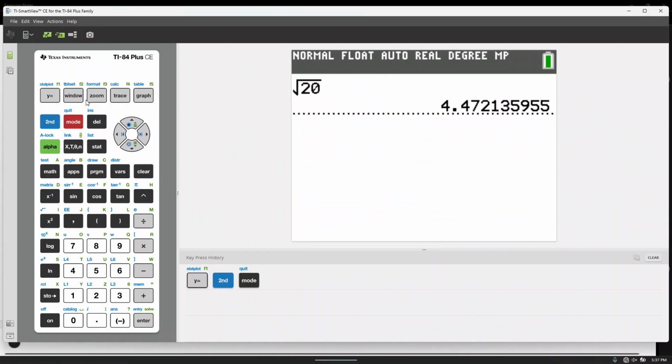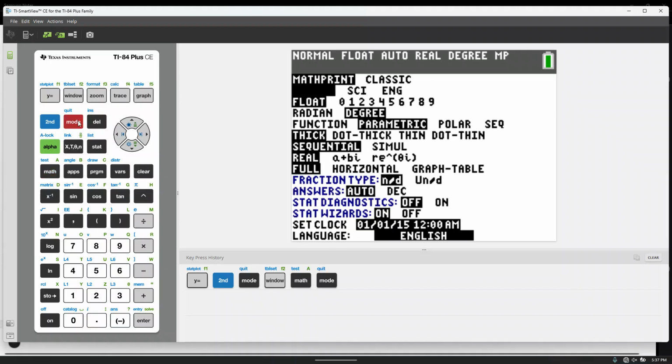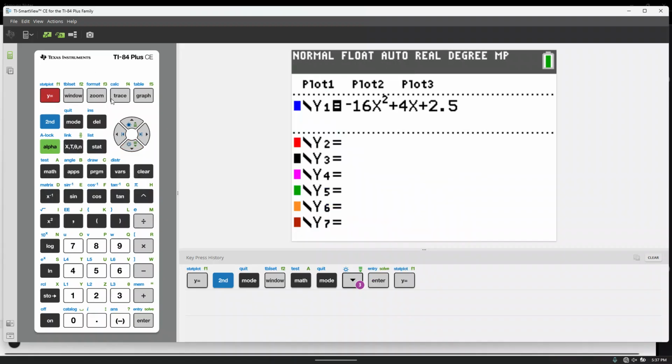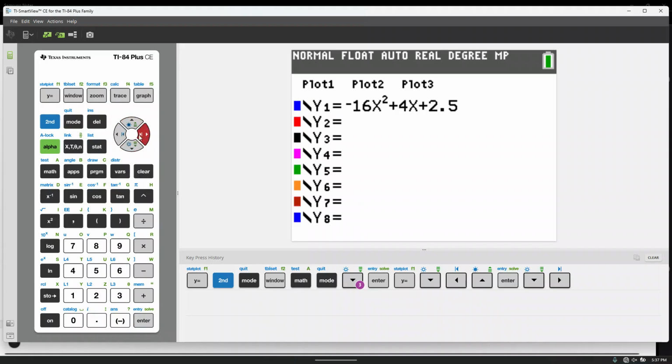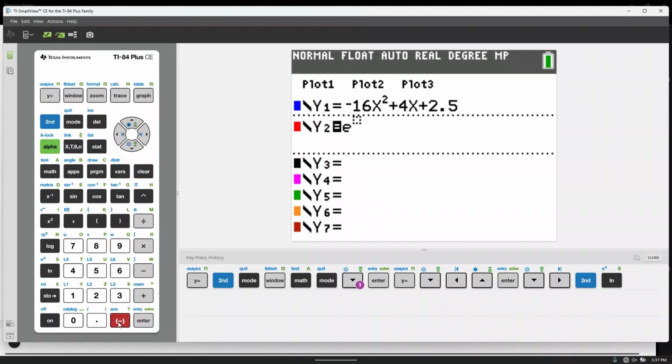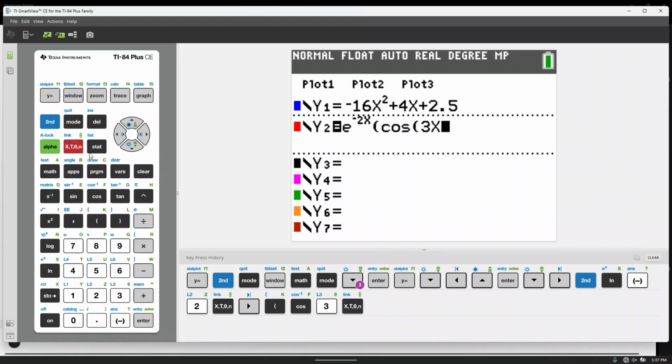Let's go to mode, function, and y equals, let me shut this one down. Let me do e to the negative 2x, and then I'm going to multiply this by cosine 3x plus sine 3x, closing parentheses for the trig part and for the whole thing.